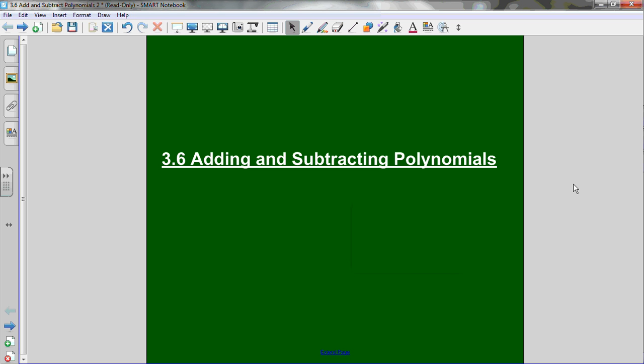Here's a lesson for section 3.6, adding and subtracting polynomials. To understand this lesson, you'll have to understand what like terms are and how to simplify by collecting like terms. So if you need a refresher on that, make sure you go back and watch the video for section 3.5. I'll just give you a quick reminder of what like terms are. Like terms are terms that have the exact same variables with the exact same exponents.